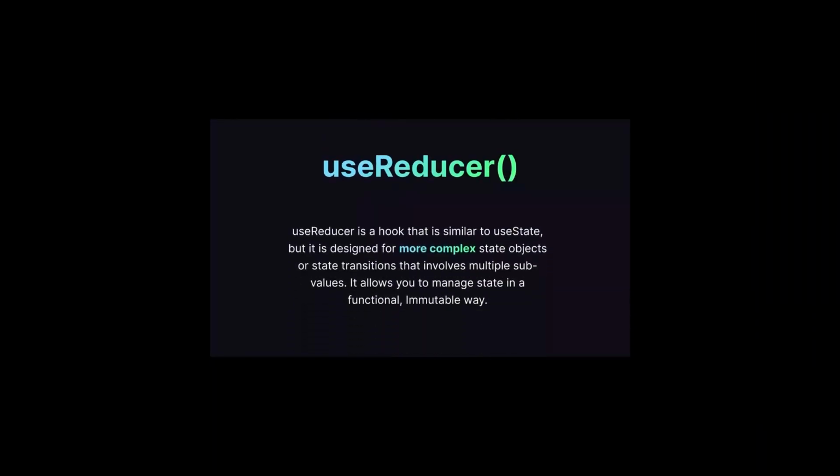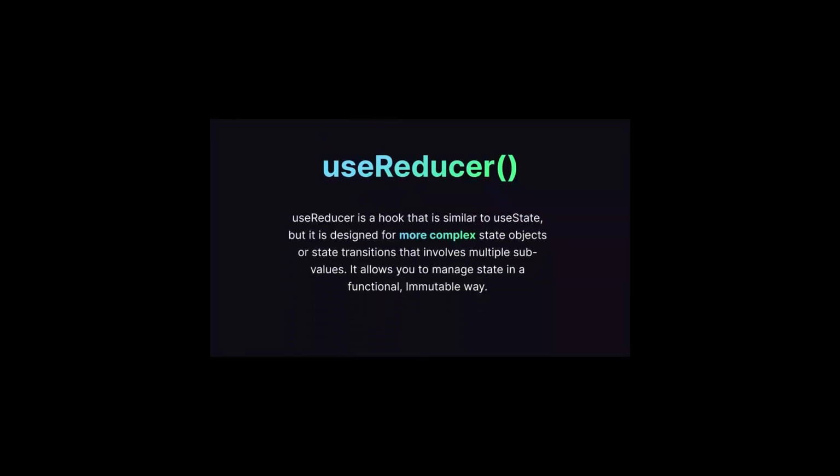Now let's talk about the useReducer hook. So useReducer is a hook that is similar to the useState hook, but it is designed for more complex state objects or state transitions that involve multiple sub-values. So it allows you to manage state in a functional and immutable way. I know the definition sounds a bit scary, and trust me, the syntax is even scarier. But throughout the course, I promise I'm going to give you a lot of practice with the useReducer hook.